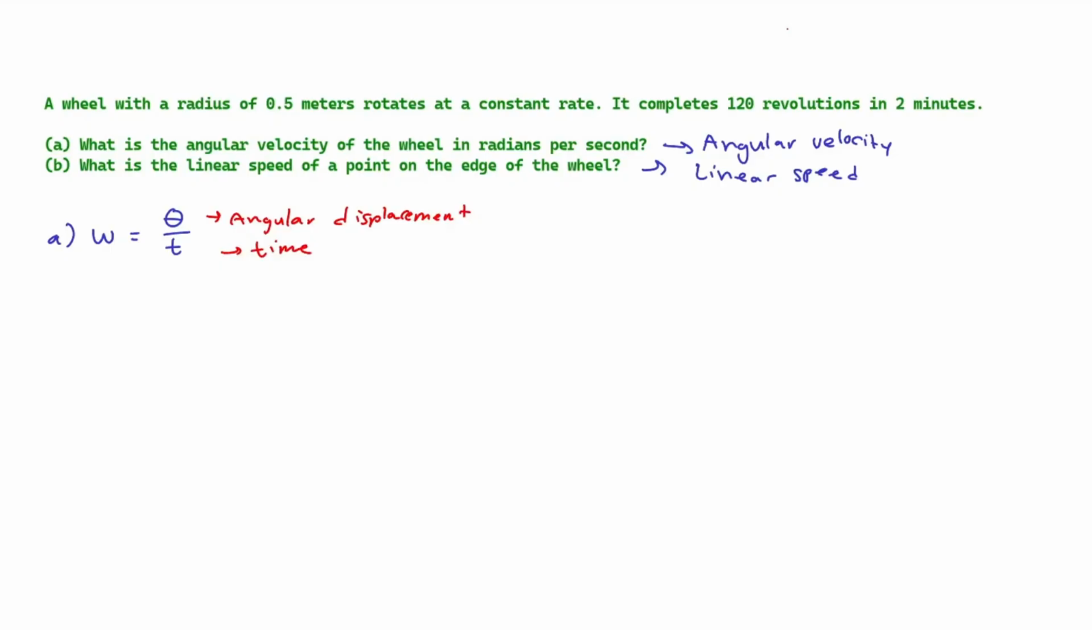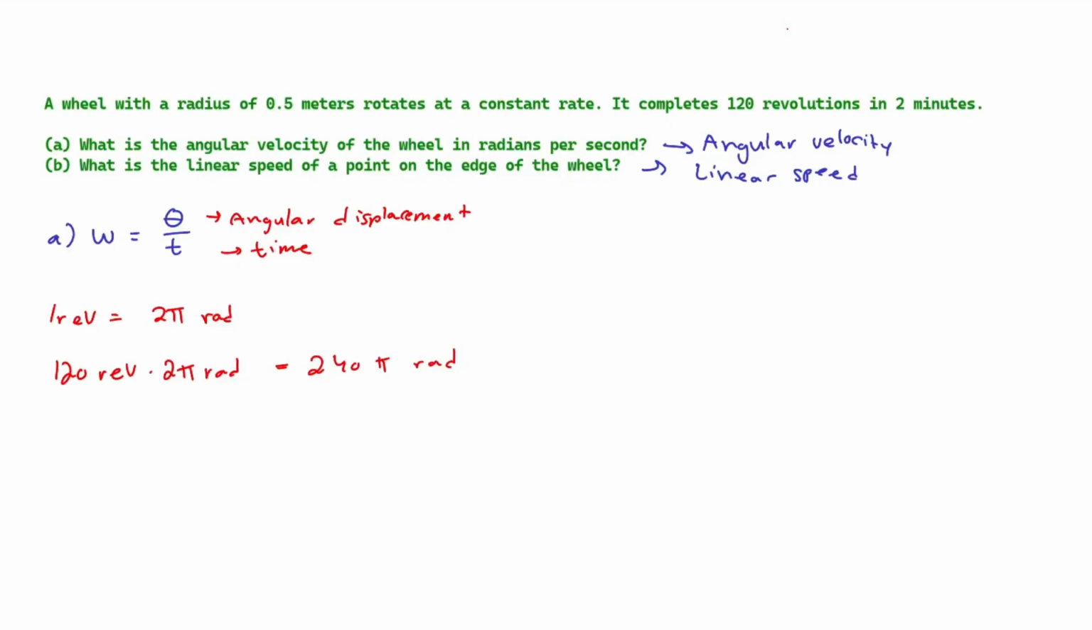Now we are given this angular displacement in terms of revolutions, and we want it in radians. We know that one revolution is equal to 2 pi radians. To do this conversion, it's very simple. All we have to do is 120 revs multiplied by 2 pi radians, and this is going to give us 240 pi rad.